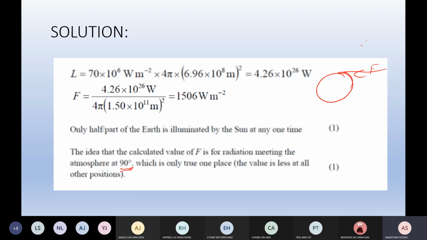We need the flux which is at 90 degrees. The idea that the calculated value F is for radiation meeting the atmosphere at 90 degrees, which is only true in one place, only above the equator. Yes, but if it's above the North Pole, I think the flux is not 90 degrees to the surface. Then only half part of the Earth is illuminated by the sun at any one time. Okay, so these are the reasons.